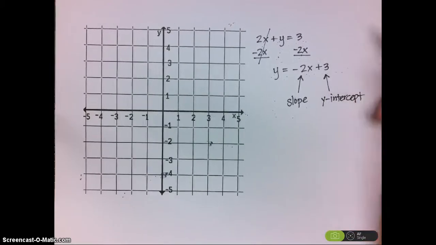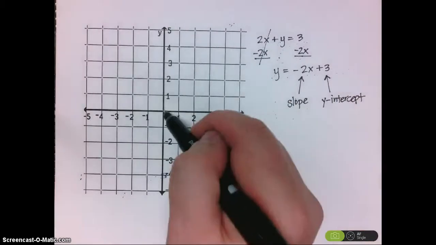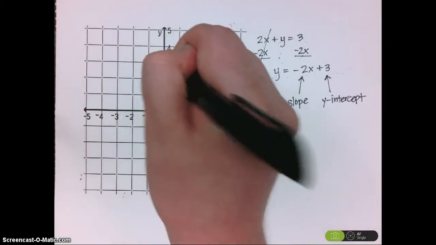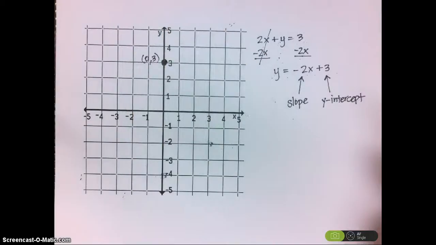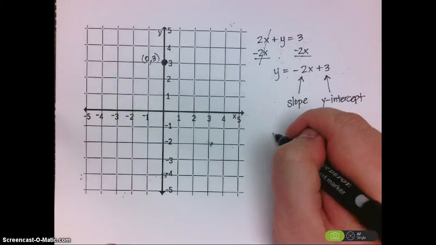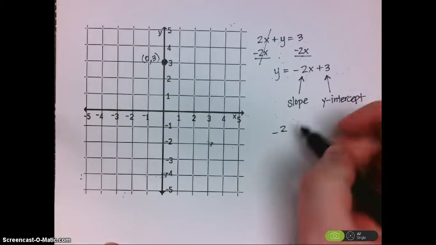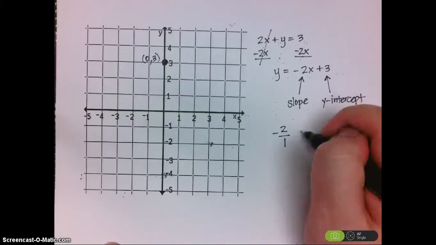Again, that means that it is going to cross the y-axis at +3. So let's find that on our y-axis. I'm going to put my dot there, my coordinate, and this is at (0, 3). And from this point, I'm going to move according to what my slope is. My slope is -2, just that integer. But I know that this is the same as -2/1.